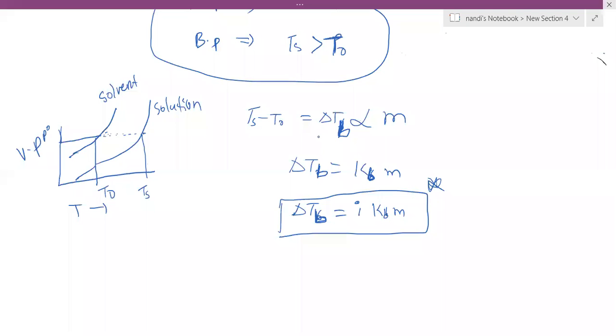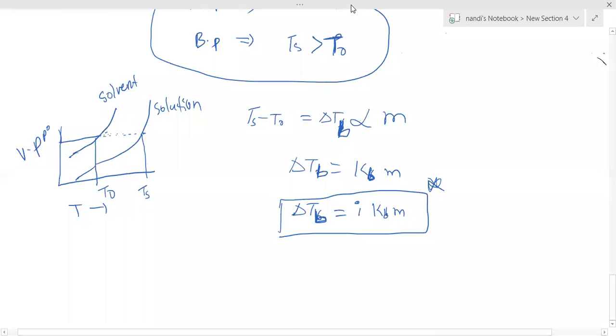Completed? Now what does the KB mean, sir? How many of you wrote? Boiling point elevation constant, ebullioscopic constant. Please look into the textbook, the NCERT book, then write. Everything from NCERT only we are discussing.